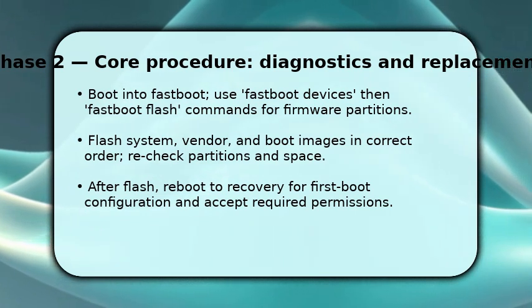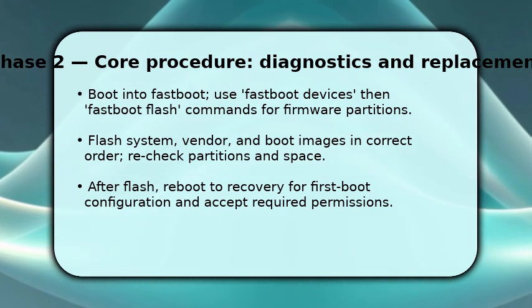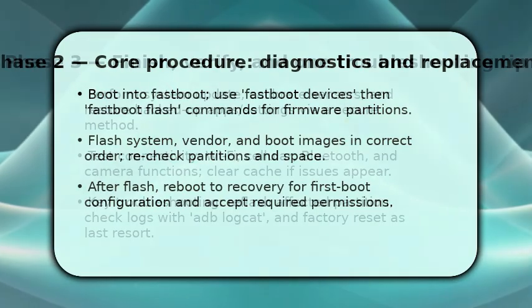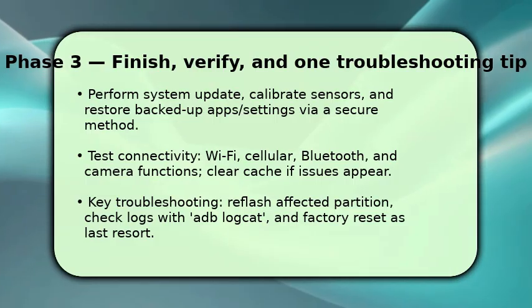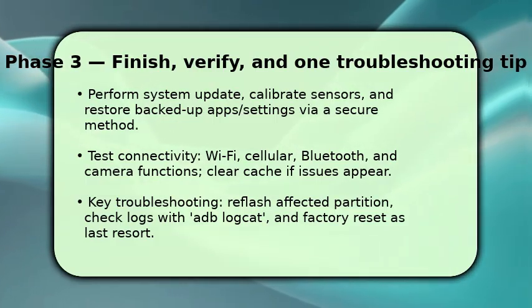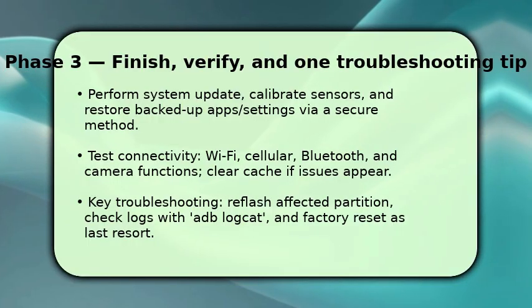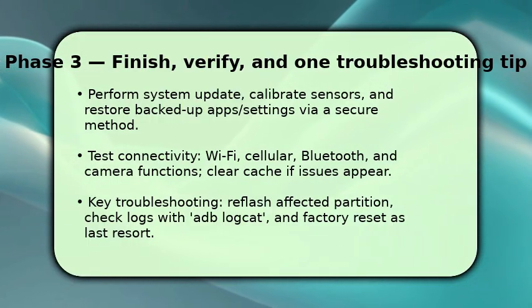You finish by stabilizing and verifying the install. This step avoids future problems. Update the OS to the latest build, run sensor calibration, and restore data from a verified backup so apps work as expected. Make sure Wi-Fi, cellular, Bluetooth, and all cameras respond.